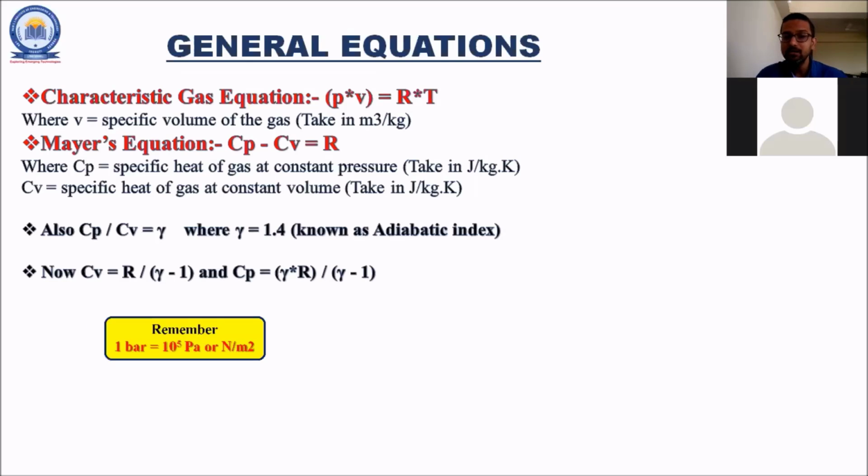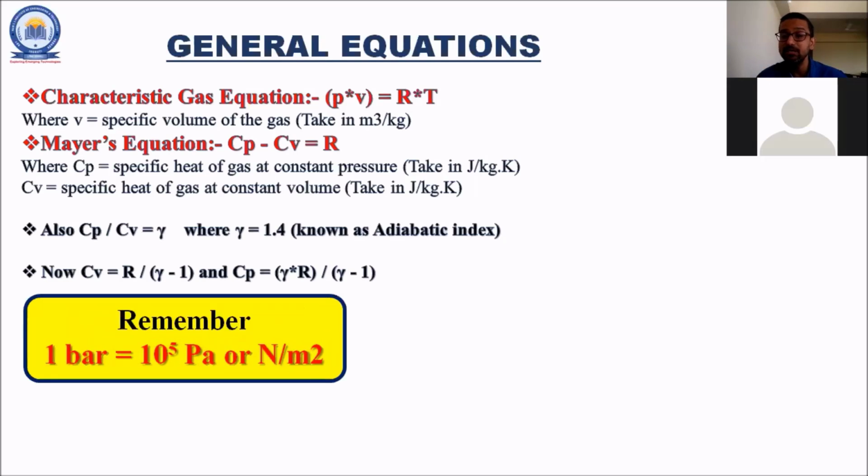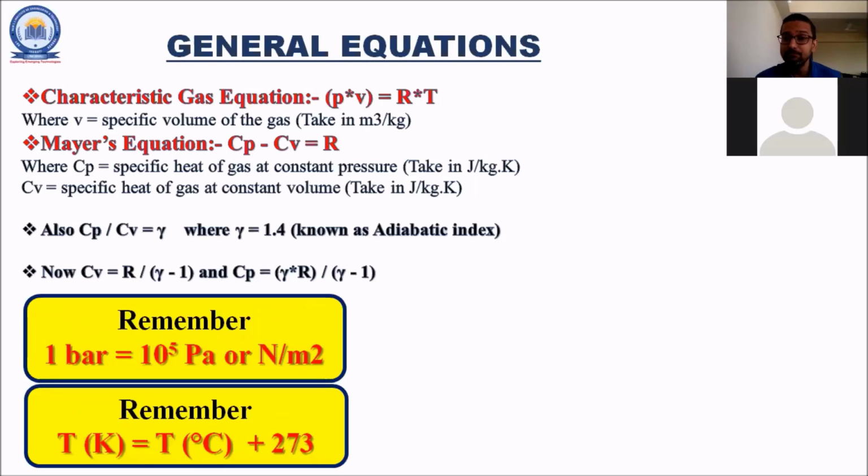Now the most important point which you need to remember always: in the numerical, your pressure will be given in bar. So we need to convert that bar into the standard SI unit. So this is the conversion, that is 1 bar is equal to 10 raised to power 5 Pascal or Newton per meter square. Dear friends, do not make the error in the pressure, just highlight the point and remember this conversion. Also, we need to convert the temperature which will be given in degrees Celsius into the Kelvin scale. So this is the equation for the conversion. Temperature in Kelvin is equal to temperature in degrees Celsius plus 273.